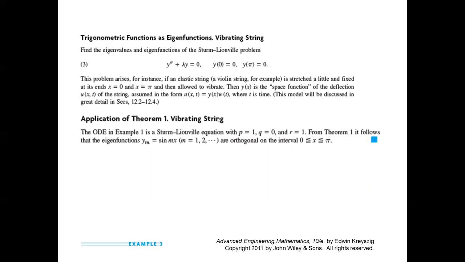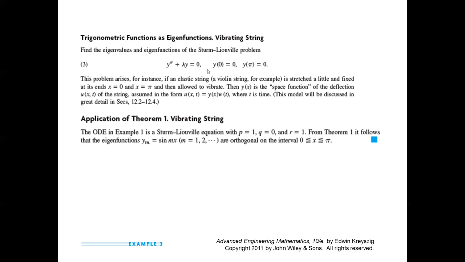Now, this is a problem we already discussed. Here, I do want to mention one thing. We are paving the way for the discussion of solution of partial differential equations. All the partial differential equations we are going to discuss will involve eigenvalues and eigenfunctions.